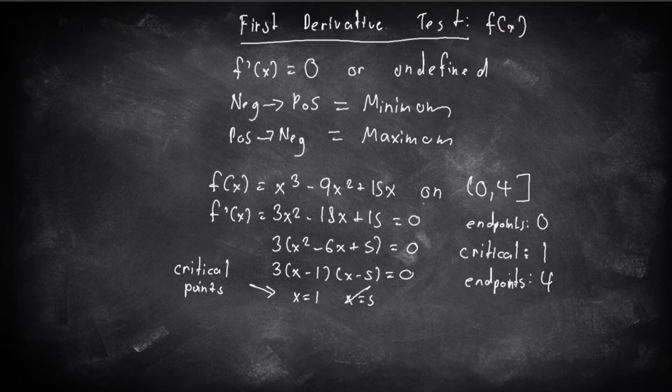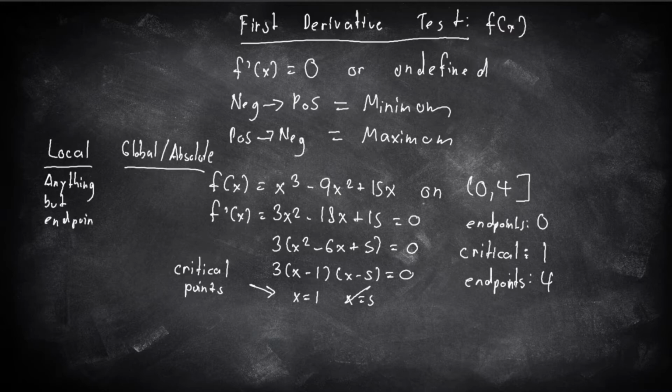Okay, and I'm going to explain the difference in maximums and minimums. There are two types. There is local, and there is global, or you could call it absolute. Doesn't matter which one. Local is anything but endpoints. So going to our example, that means this could be a local, but these two cannot, because these are endpoints and this one is a critical point. So it could be anything but the endpoints. If x equals 5 was in our interval, then this could also be a local.